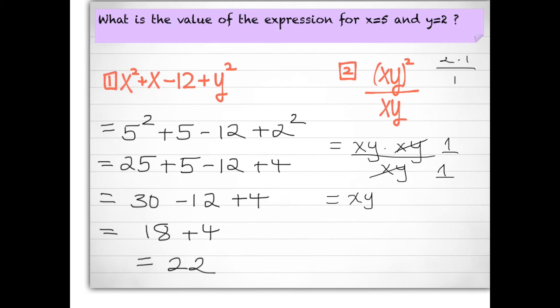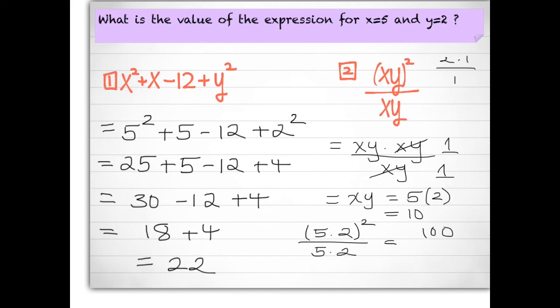We have xy, which we know is really 5 times 2, and that gives us 10. So we have the final answer, but we could also do it another way, which I'm going to show you real quick. We could actually start from the beginning and replace x and y with the numbers they represent. So we have 5 times 2 squared divided by 5 times 2, which gives us 100.